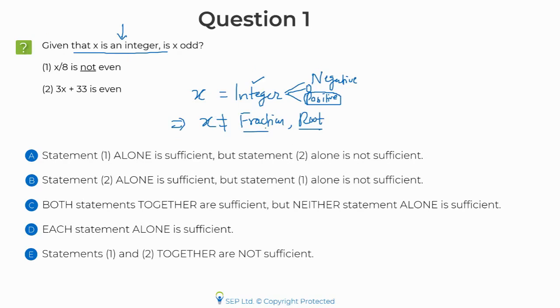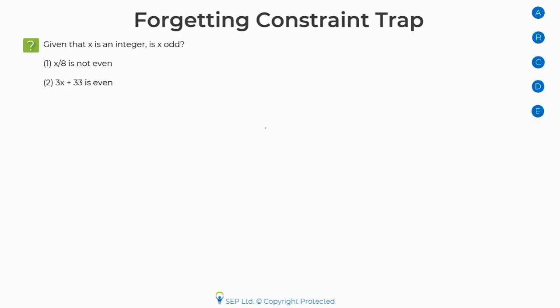This is what led a lot of you to believe that the first statement is sufficient. So when you see this statement, x is an integer, try to list out the values. You can write it as, okay, x can be 1, 2, 3, and so on. It can be -1, -2, -3, and so on. It can be 0. When you do this, you're setting up your brain to use these values in the statements.